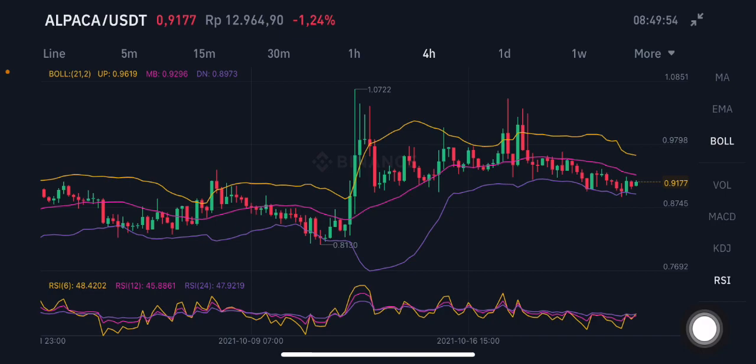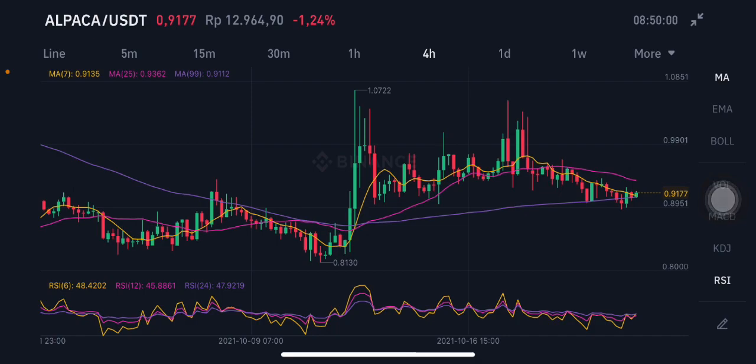Okay, for our chart here, it is trying to go to the pink one side, the middle band at 0.9296 US dollar. So first we have to see the moving average 7 at 0.9135 US dollar. It should break that point, going up above that point, right? If it goes up above that point, then there is still opportunity. It should be a really big volume.